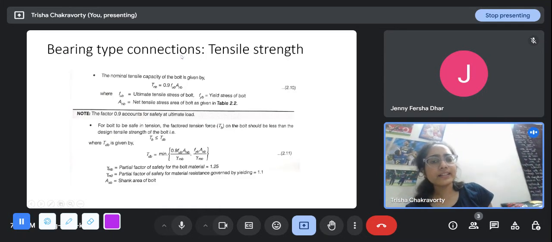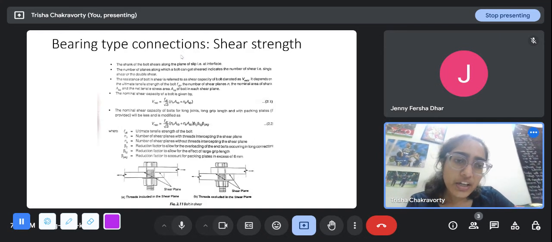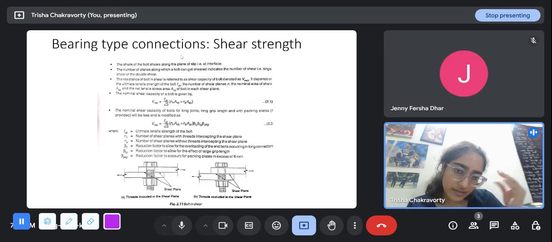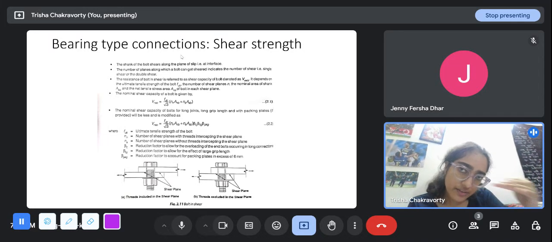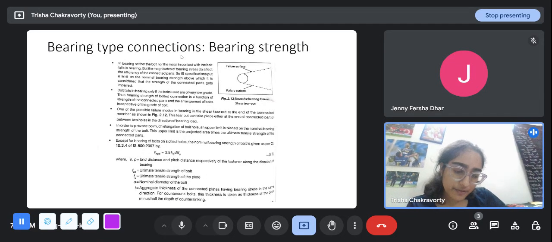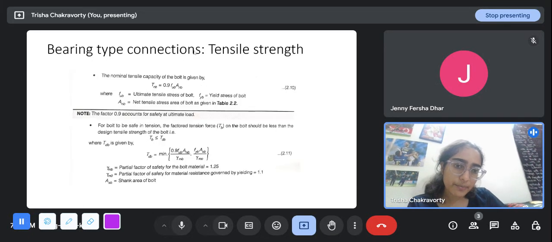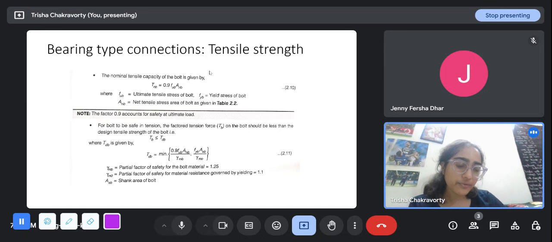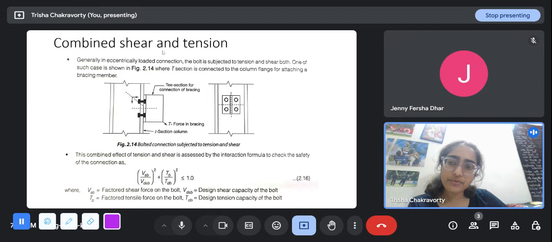So what are these tensile strength, bearing strength, and shear strength, and why do we need them? Because if we have the applied shear force or shear stress on the bolt, the applied bearing stress developed in the bolt, and the applied tensile stress developed in the bolt, we have to compare them after applying the safety factors. The load must be less than the strength, then it will be safe. And there is an additional criterion that we have to check, that is combined shear and tension.